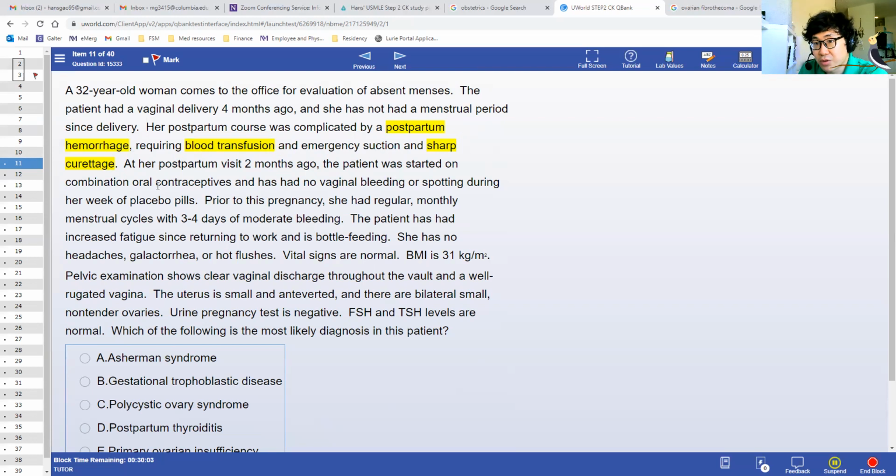She was started on oral contraceptives, and 2 months ago, no vaginal bleeding or spotting during her week of placebo pills. Negative pregnancy test, regular menstrual periods, increased fatigue, and is bottle feeding. All right. So this kind of points towards a pituitary issue. I think this is Sheehan syndrome when they have these issues, and she's bottle feeding. Some of these mothers don't lactate, and she's bottle feeding.